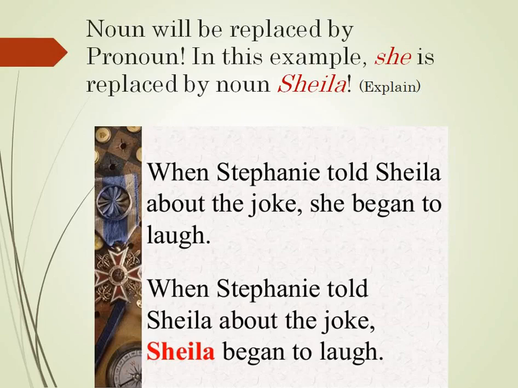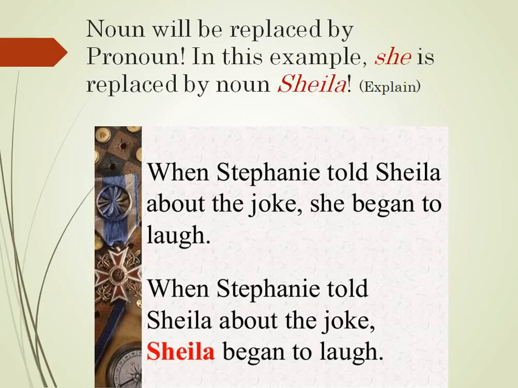Now look at this slide. Noun will be replaced by pronoun, and in this example, she is replaced by the noun Sheila. Let's have a look at it. Why is this so? Because sometimes, as I've already told you, some pronouns can be replaced by nouns, and of course, nouns could be replaced by pronouns. It is vice versa, because it depends upon the context of the sentence.